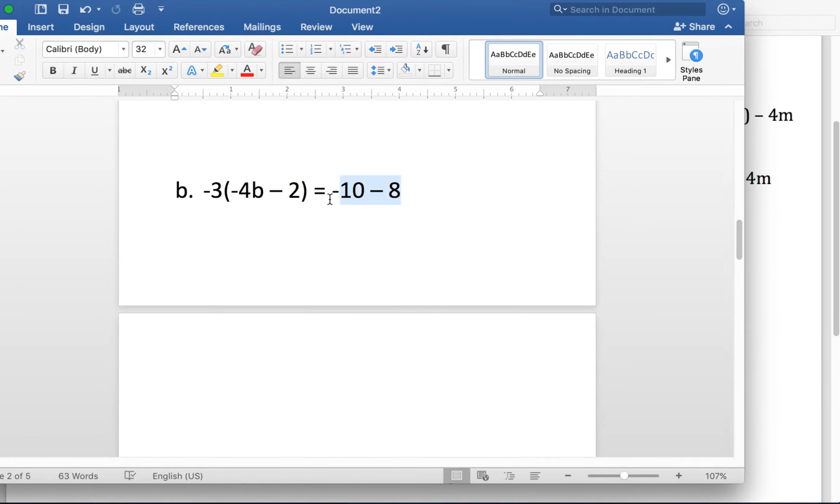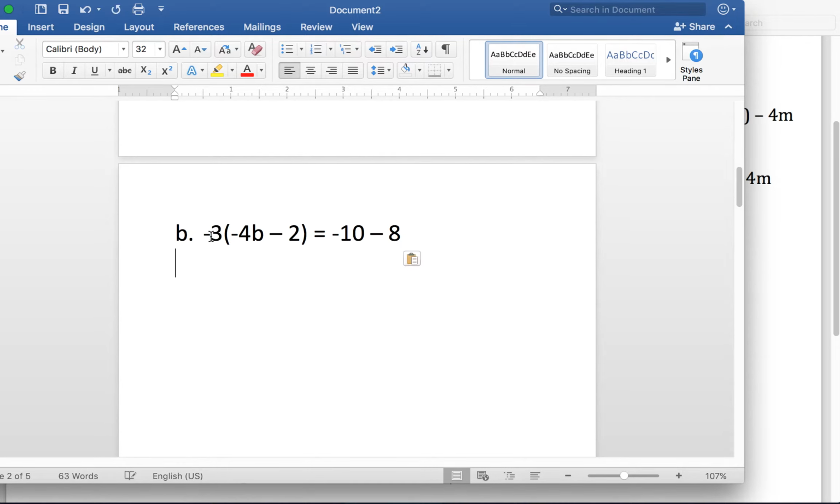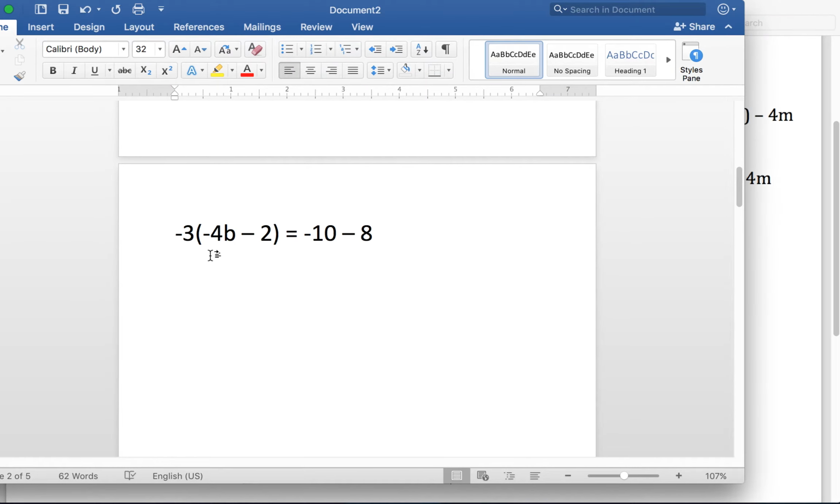All right. Problem B. Here we have a cage. So whenever you see parentheses, think of that as a cage, and you need to break the animals free to make them easier to herd up.